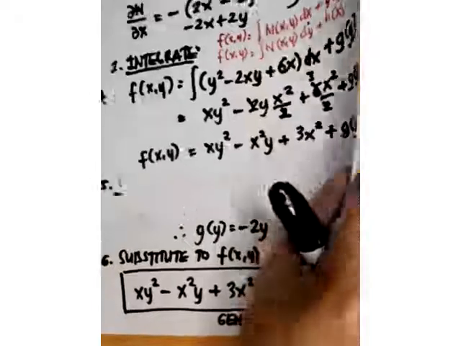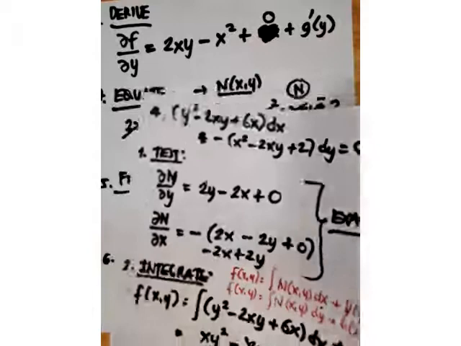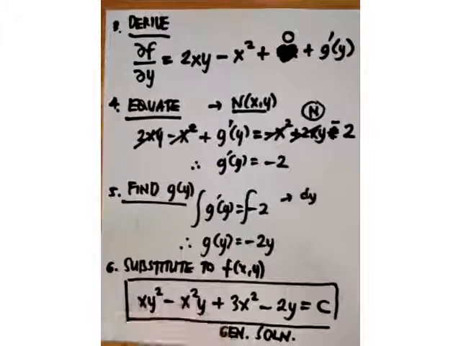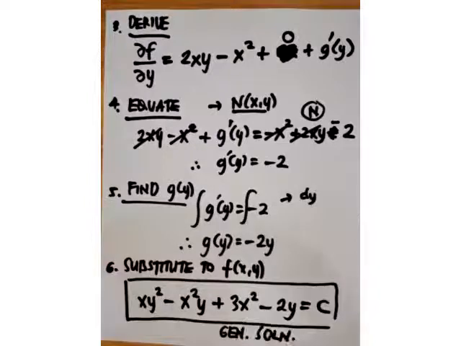Okay. So, first step, test for exactness. Second, integrate. Third, derive. Fourth is equate. Fifth is find g of y. And then substitute, and then you'll get the general solution. Diba?